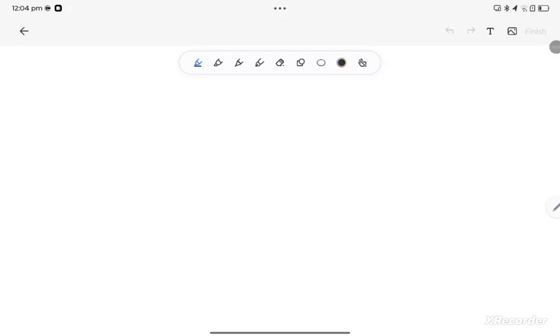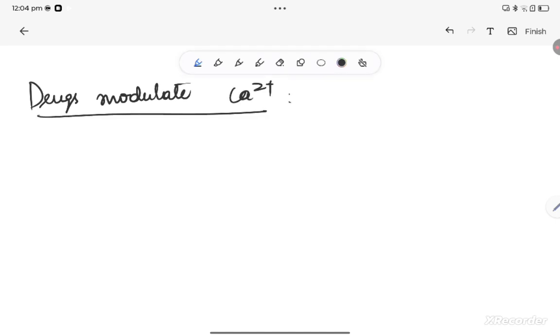Hello everyone. Today we are going to talk about drugs that modulate calcium levels. So, before going into this, let us first understand serum calcium levels and bone calcium levels.